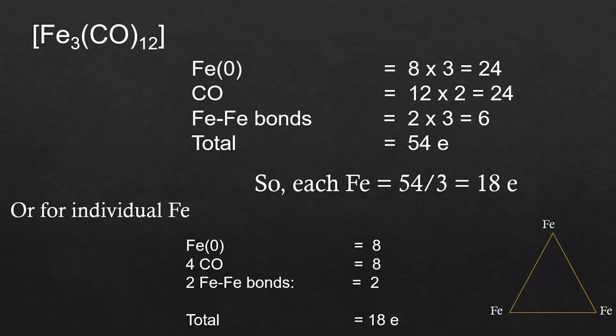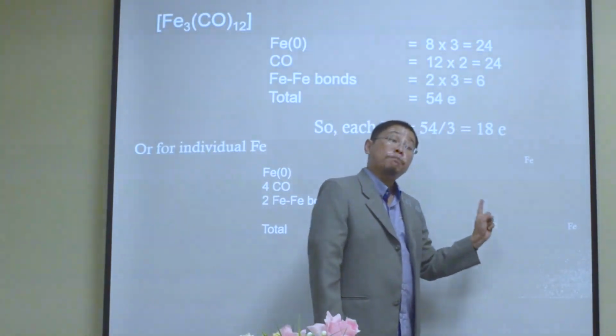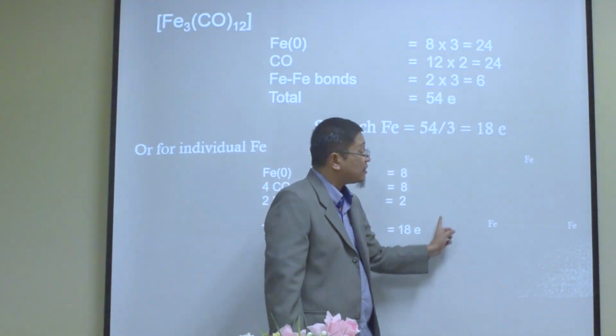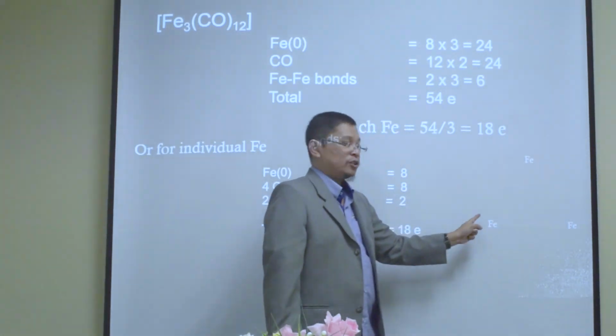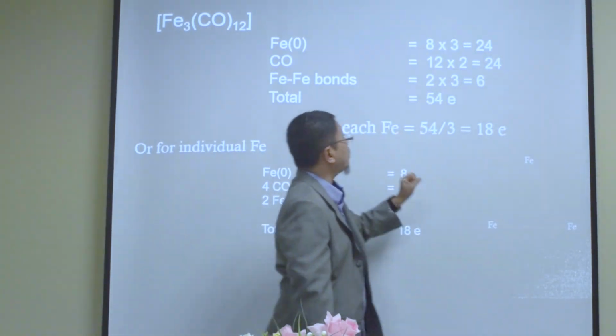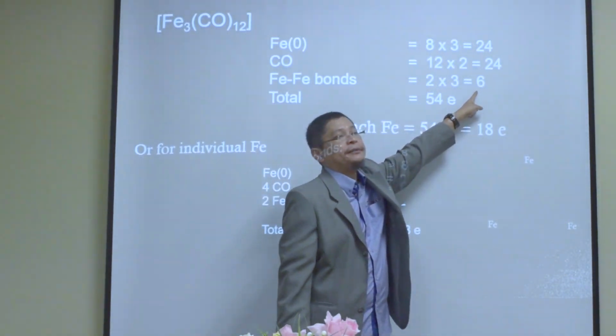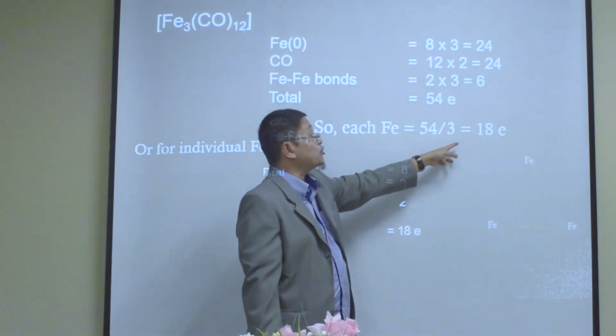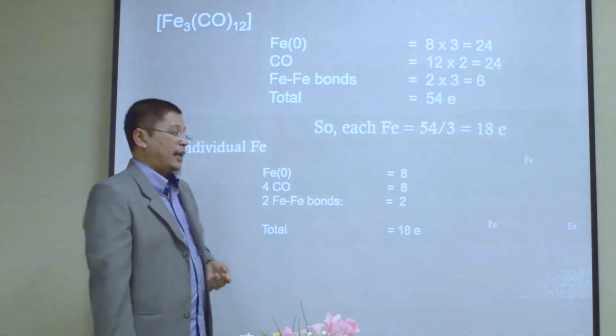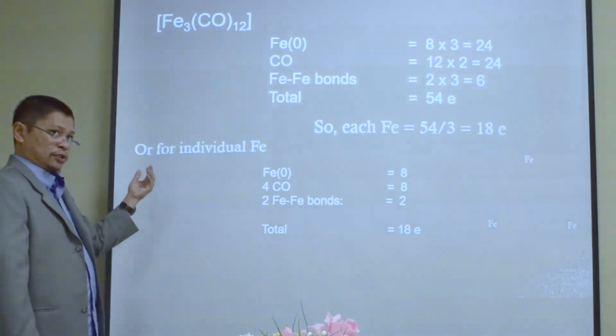If it's a trinuclear complex, it's similar: you can do it individually or as a whole. But you must be very sure of the types of MM bond involved. For 3 metals, the 3 metals are bonded this way, so we have 3 MM bonds, that's why we have 6 over here. Then the total should be 54. So 54 divided by 3 becomes 18 electrons. If you do it individually, it's still okay.